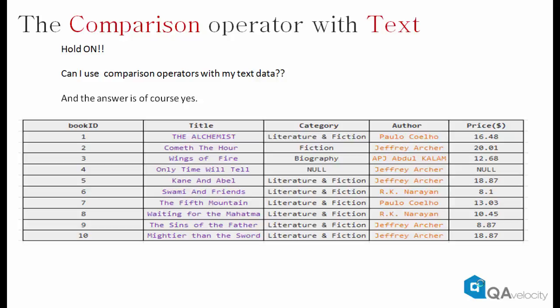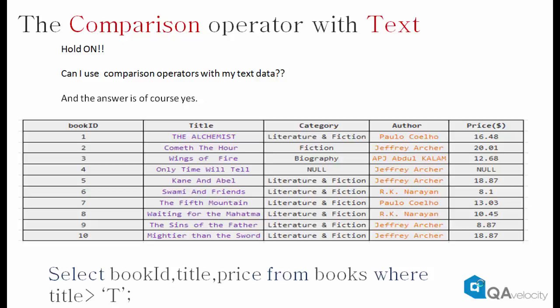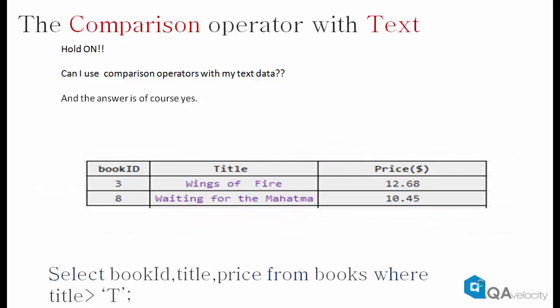And the query would be select book ID, title, price from books where title is greater than T. Now if you see the result, it is showing only two books with titles greater than the letter T. Alright.